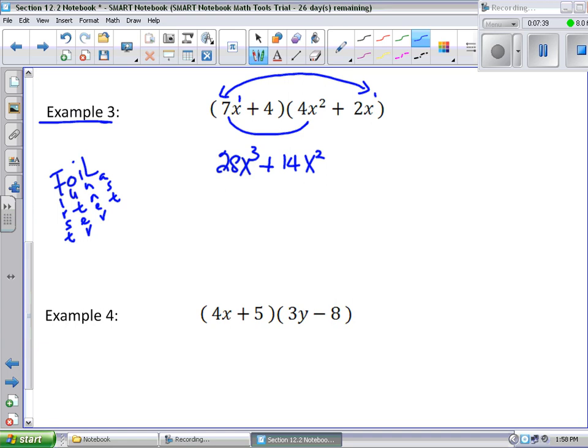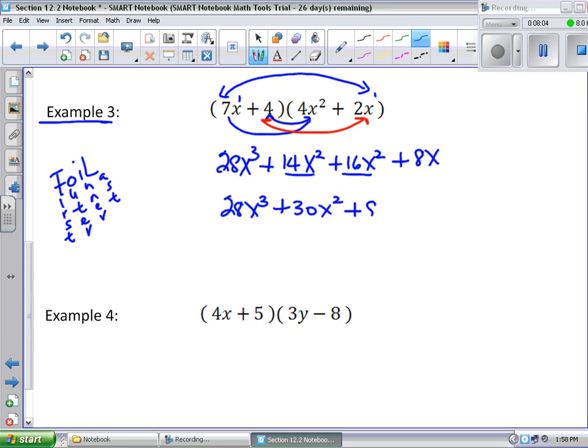Then I'm going to do the inside terms. 4 times 4x squared would be 16x squared. And then I'm going to do the last terms. 4 times 2x would be 8x. Now let's combine the middle terms. 28x cubed, 14x squared, and 16x squared would be 30x squared. And then I'm just going to recopy the 8x.